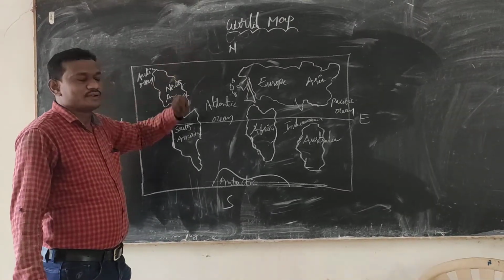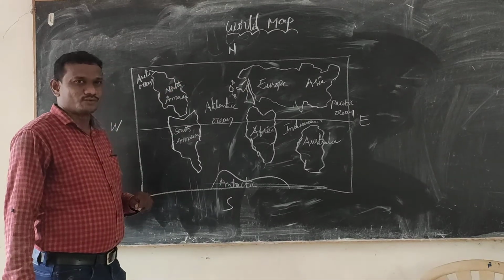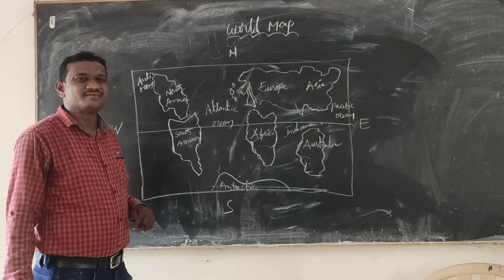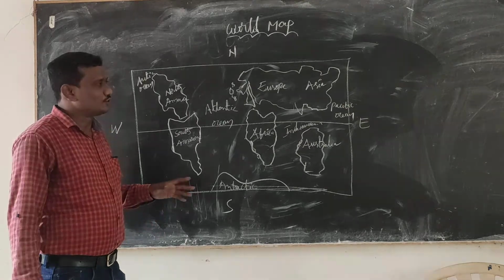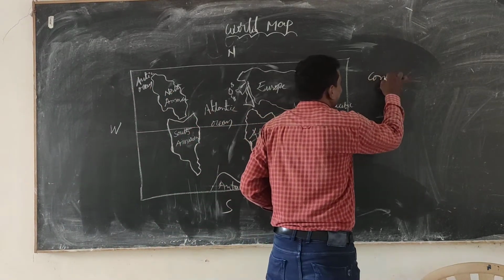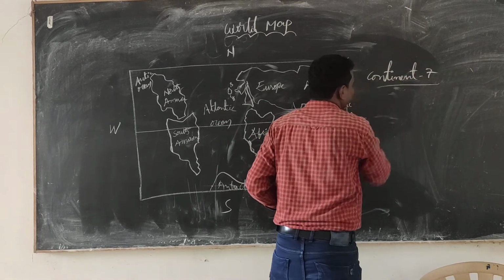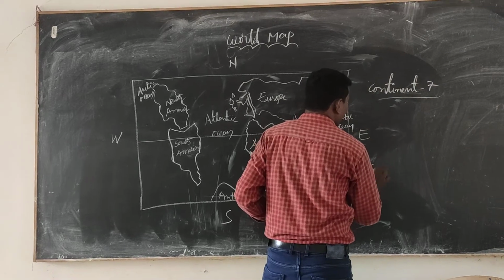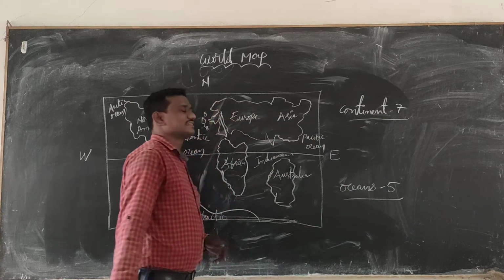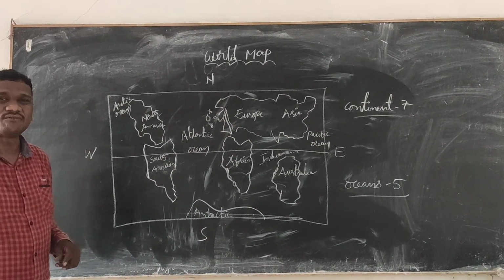Like already in previous sessions, we discussed the Indian map. Today, we are discussing the world map. In that world map, today we are discussing the important continents and oceans. Do you know, children, how many continents there are? There are 7 continents, right? And 5 oceans. 7 continents and 5 oceans. Let us look at how we can find out the 7 continents and 5 oceans.